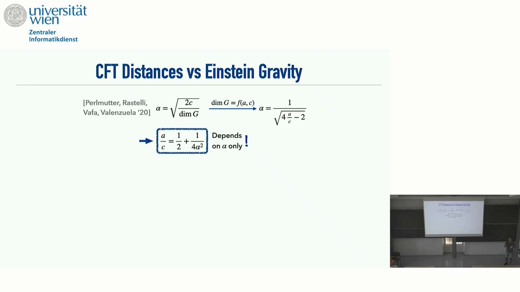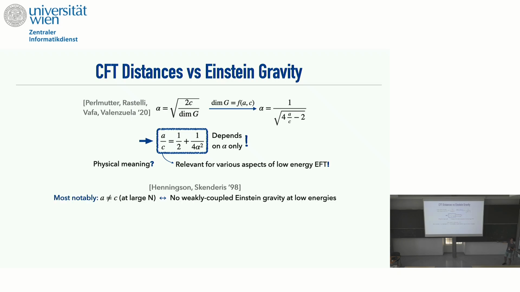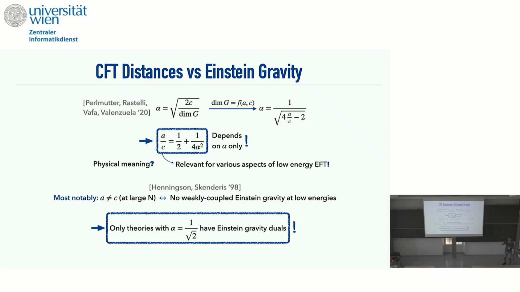But I was telling you that I will find some physical properties. So what is the physics here? Well, the thing is that we know that A and C control very relevant aspects of the effective field theory in the bulk. And in particular, most notably, we know that if A is not C at large N, then the bulk cannot be described by a weakly coupled Einstein gravity in low energies. So essentially what I'm telling you is that only the theories that have alpha 1 over square root of 2, that we already understood as the type 2B, admit a low energy Einstein gravity. Or on the other hand, I'm telling you that the other two would-be strings will never reduce to an Einstein gravity in these ideas. They won't have an effective description in that sense. Yes?